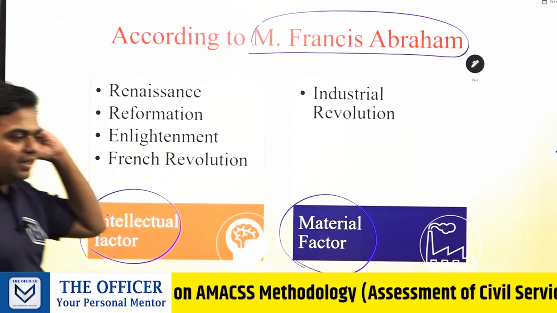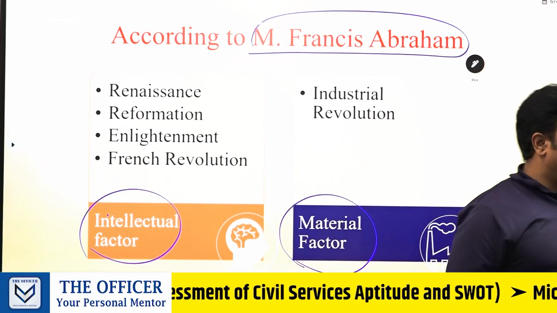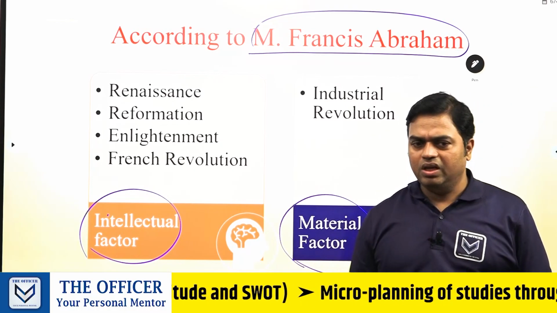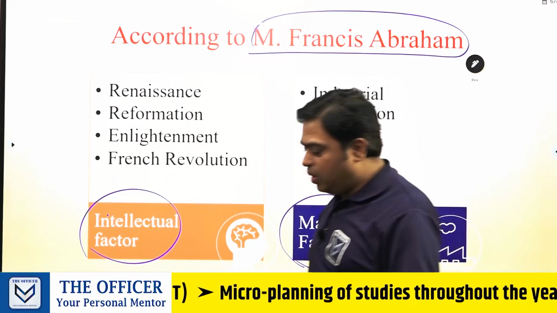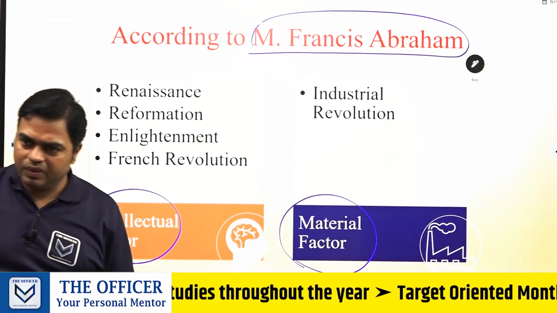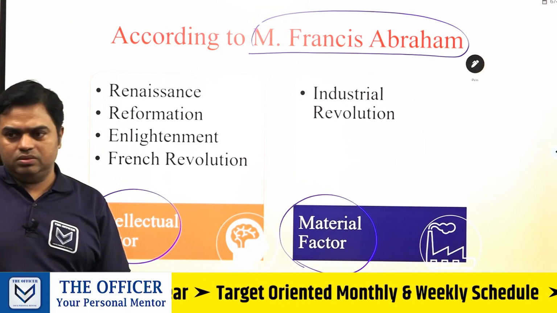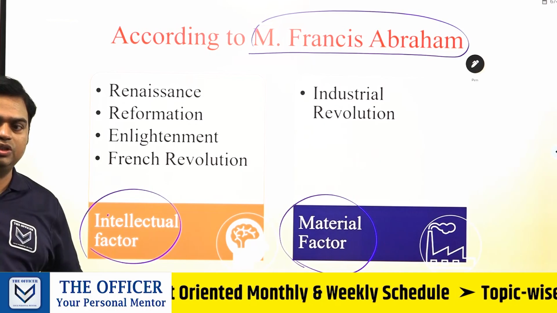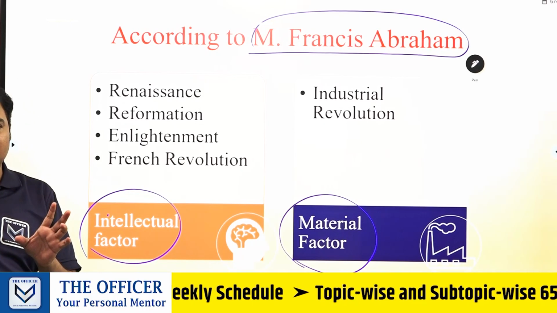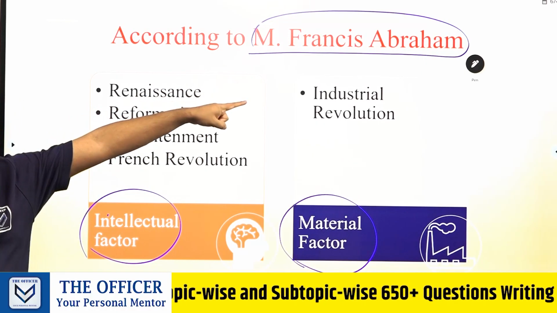Whenever you get the question that sociology is the child of the age of revolution, discuss, or the question of how sociology emerged in Europe because of modernity, or what factors caused the emergence of sociology, whenever you write the answer on the emergence of sociology, don't forget to mention M. Francis Abraham.